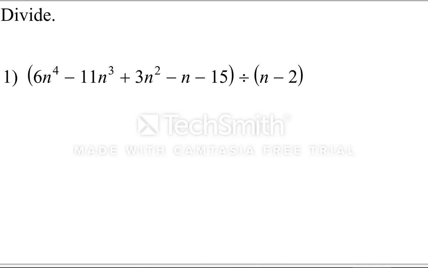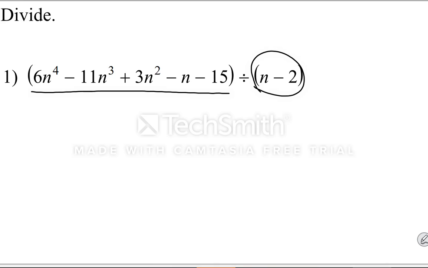Okay, in this video we're going to be doing synthetic division. Synthetic division is just another way to divide polynomials, and in order to do it by synthetic division, you have to have a binomial. So we're going to take this long polynomial here and divide it by that binomial. It's basically just a shorter, faster way to divide.